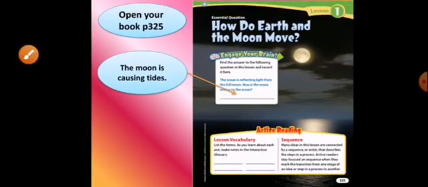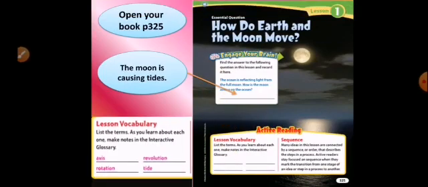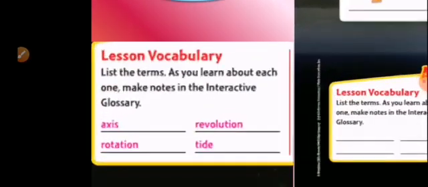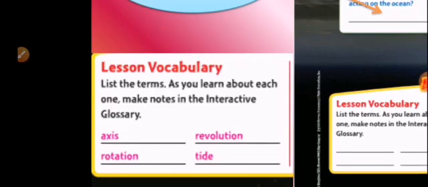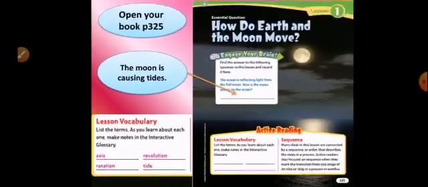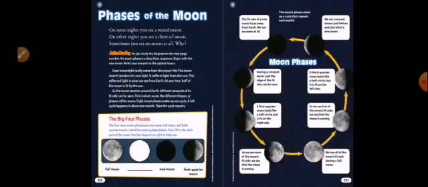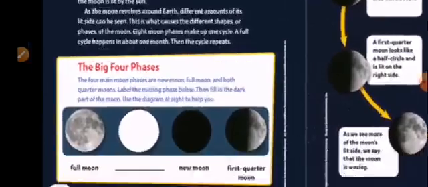So we will write here in this place, the moon is causing tides. Okay? Now for our lesson vocabulary today, they will be axis, revolution, rotation, tide. Again, axis, revolution, rotation, tide. So please make sure that you write the things inside your book.